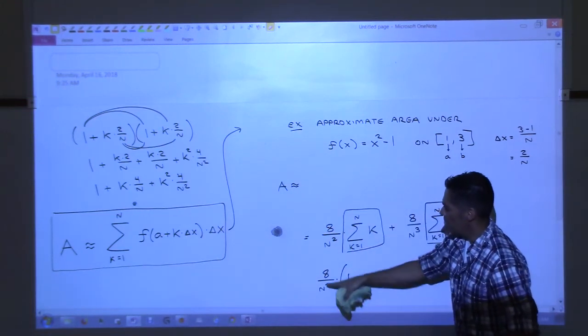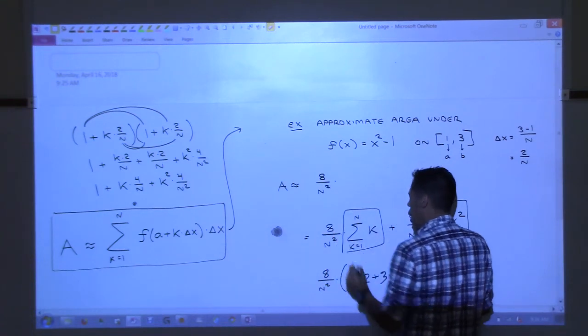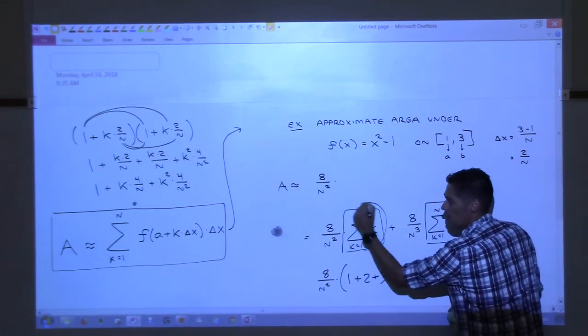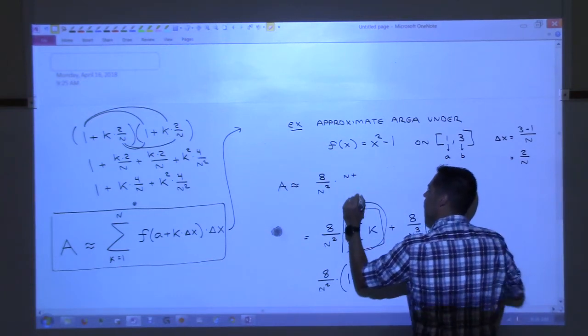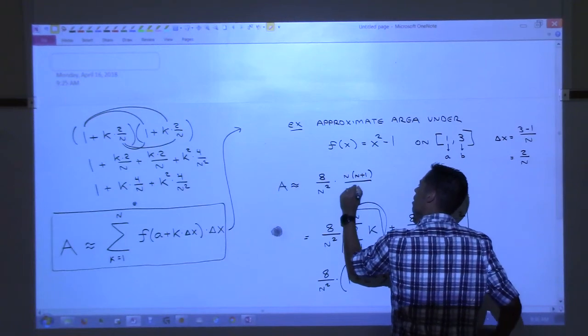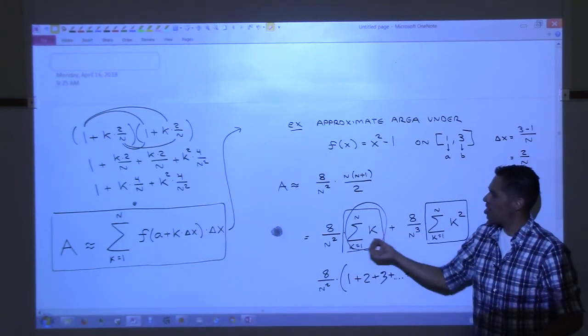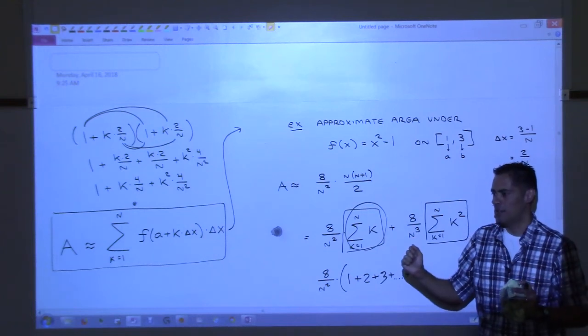The area is approximately 8 over n squared times this sum, which is n times n plus 1 over 2. Do you notice that the summation, the k is all gone now? Okay, that's what we needed.